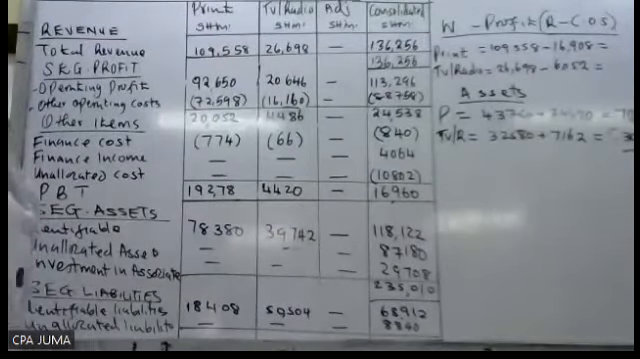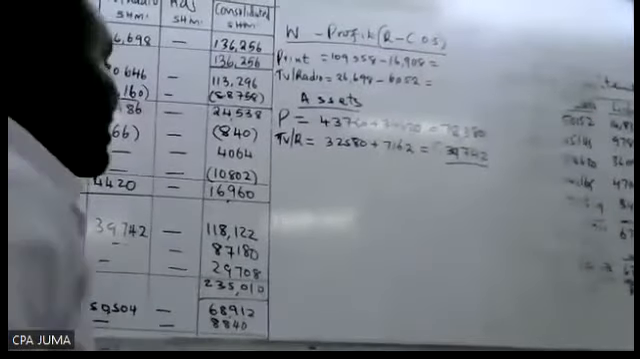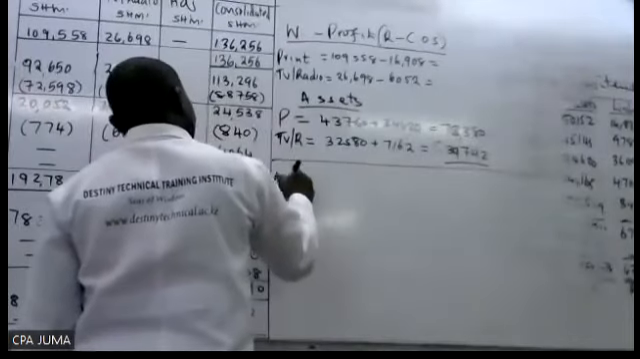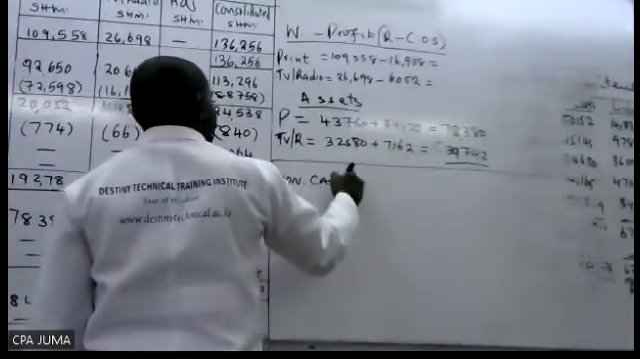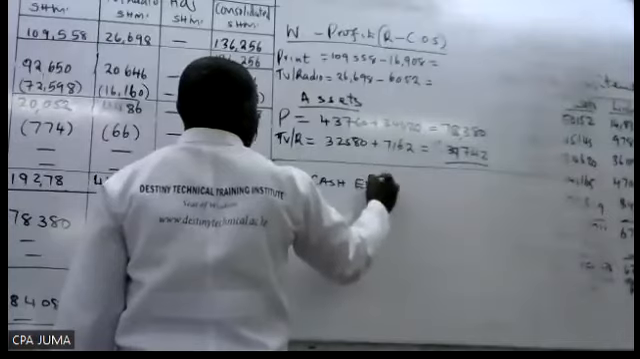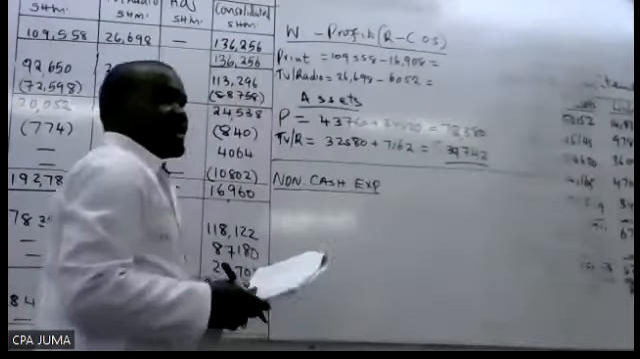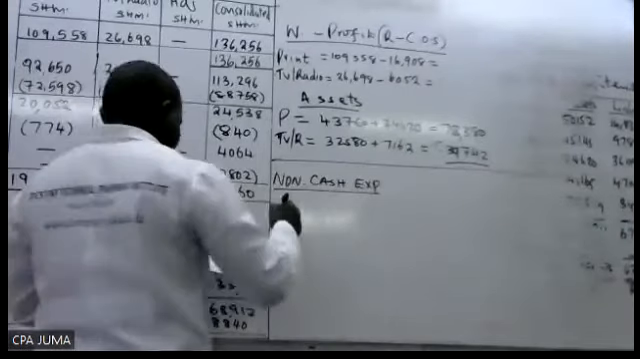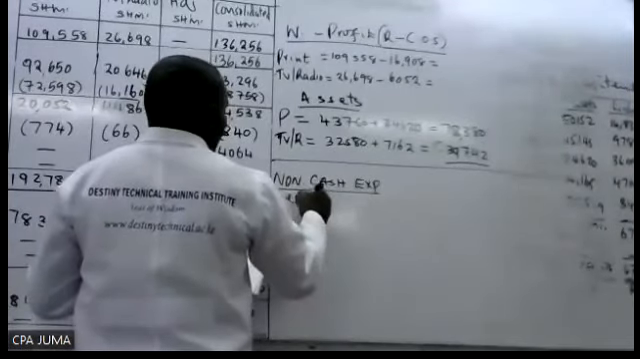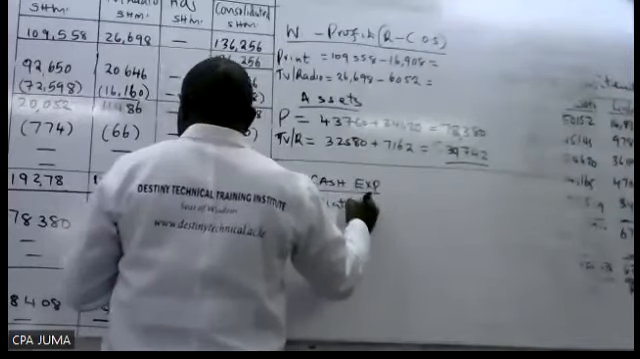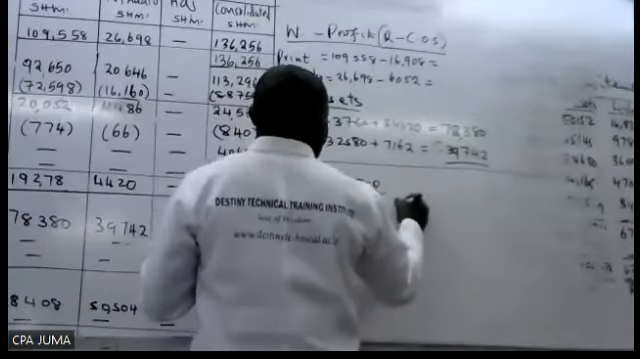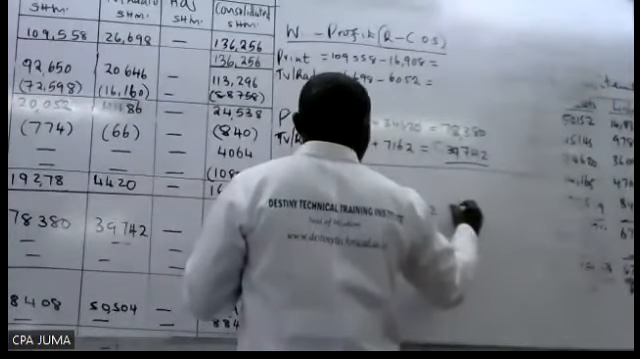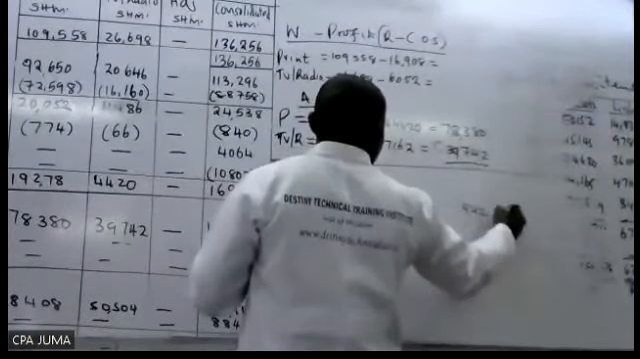Then there is non-cash expenses. I saw them there. Just proceed down there. Non-cash expenses. Which ones are they? I want to hear them from your side. Yes, there is depreciation. Depreciation is how much? 92. 942. Total?